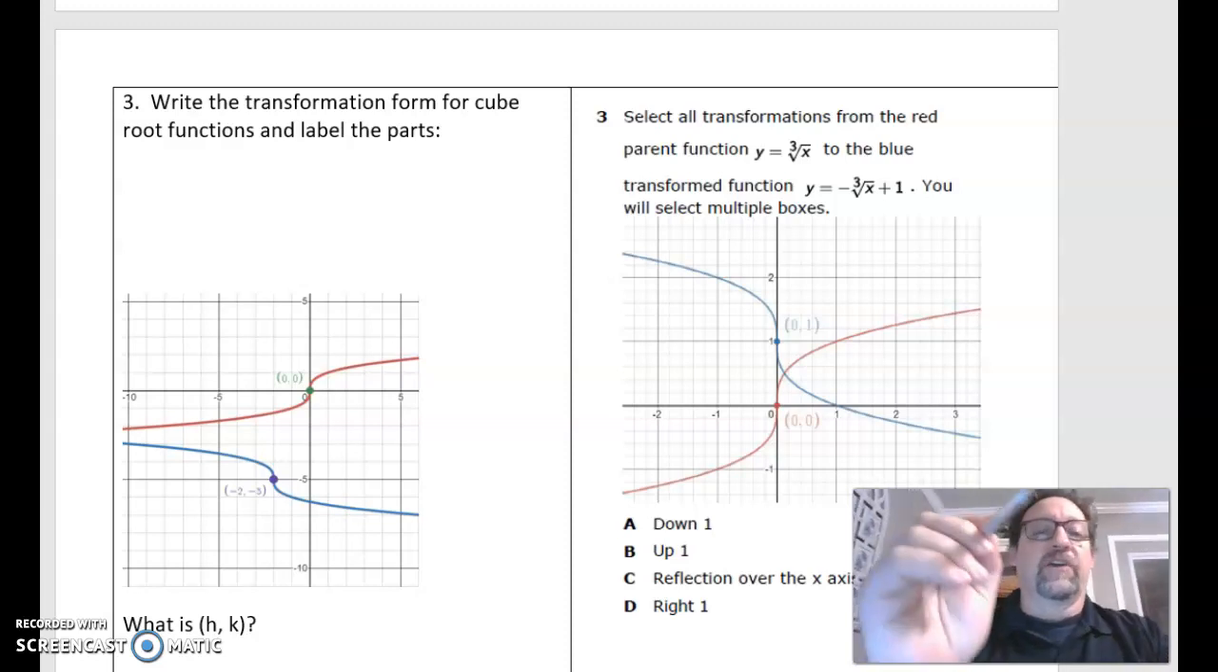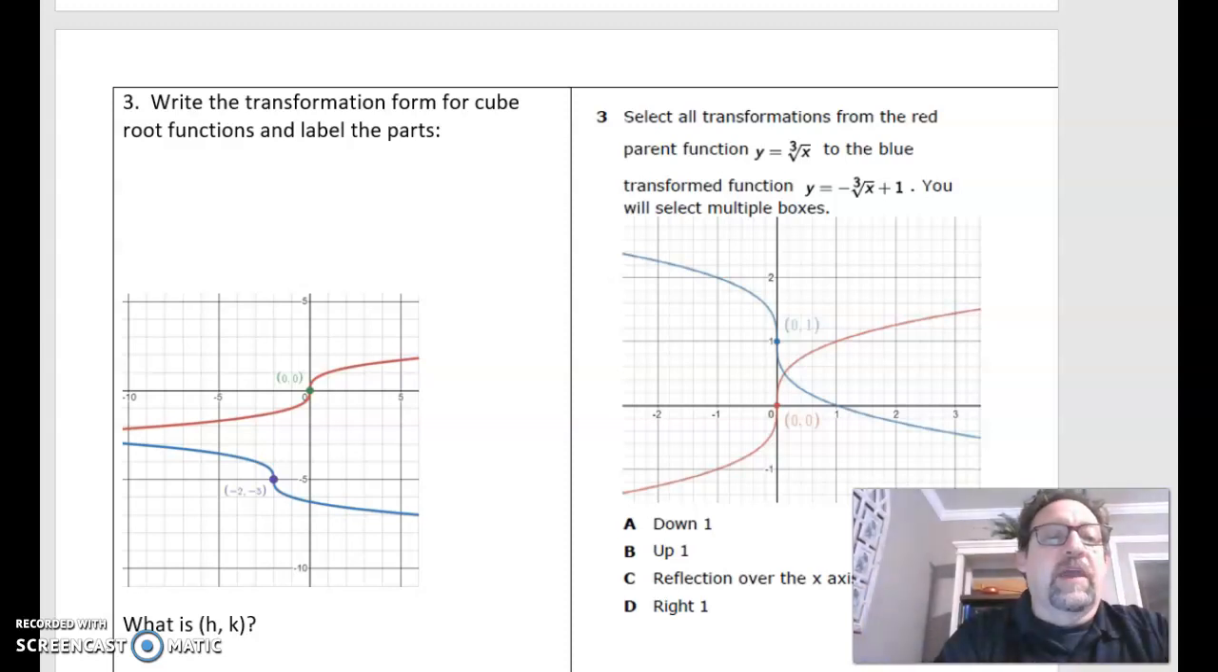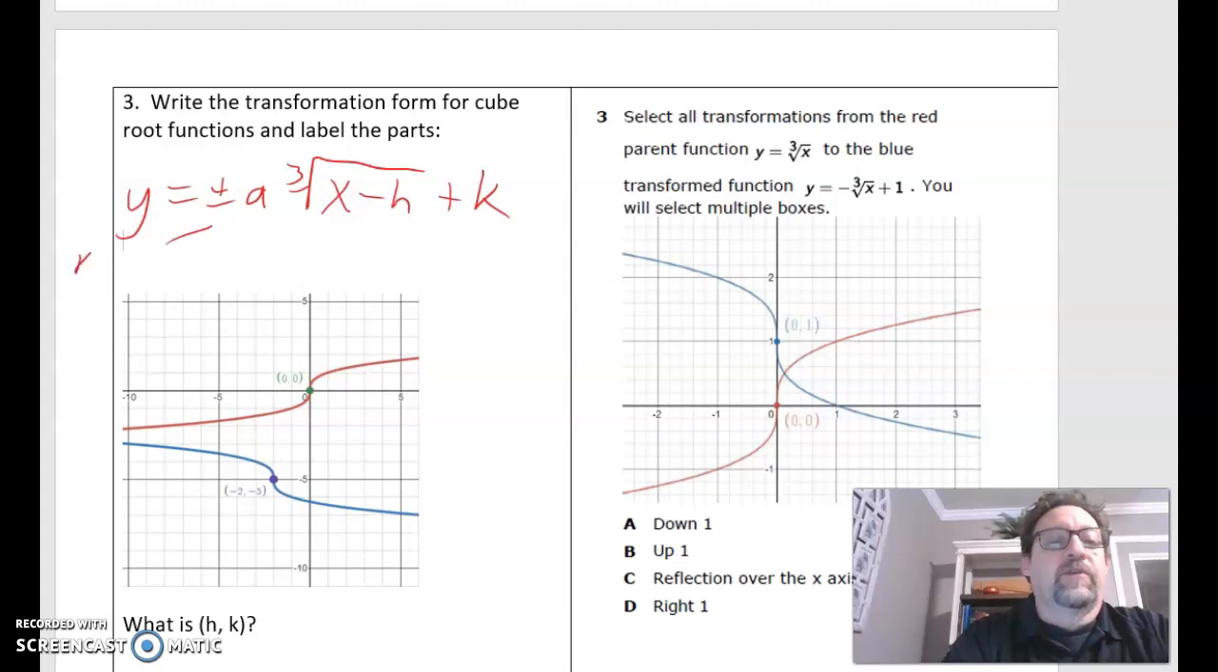All right, our cube root functions. So it's the same thing. Y equals plus and minus a cube root of x minus h plus k. The negative causes it to reflect across the x-axis.